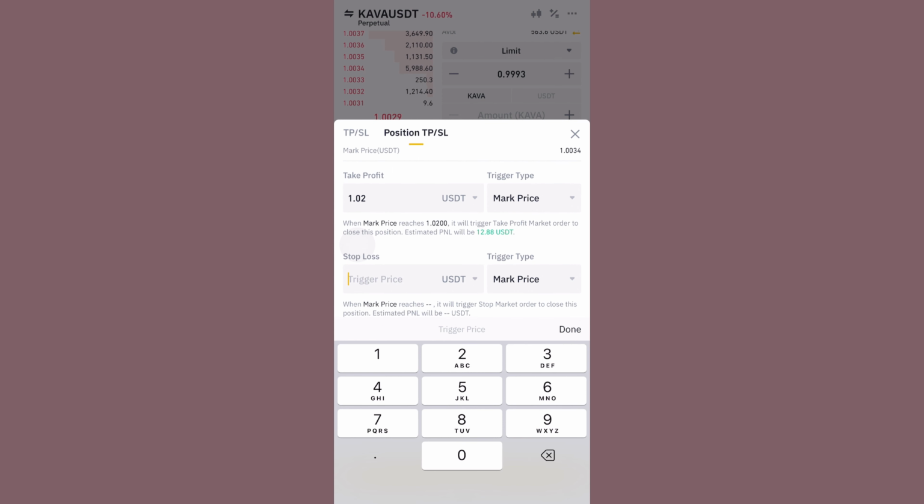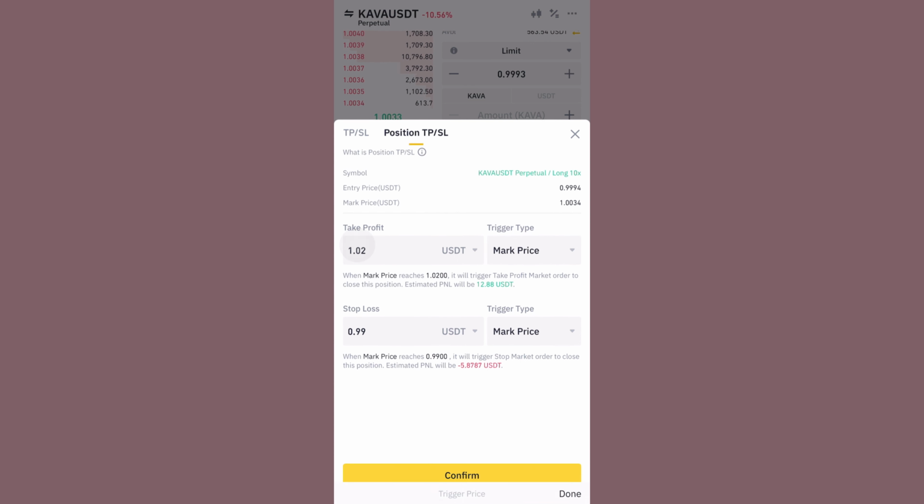Now my stop loss, I'm going to say, okay, when this goes to 0.99, yes, when it goes to 0.99, please exit this trade. And this is what was written. When market price reaches 0.99, it will trigger a stop market order to close this position. Estimated PNL will be minus 5.8787 USDT, which means if it comes down to this point, I am going off the market and I am going to lose $5, 5.8 rather.